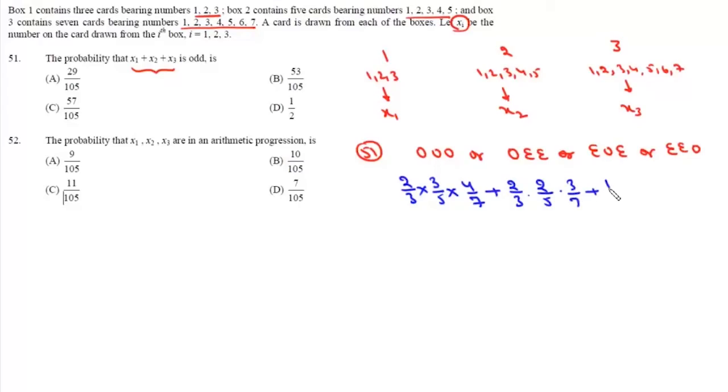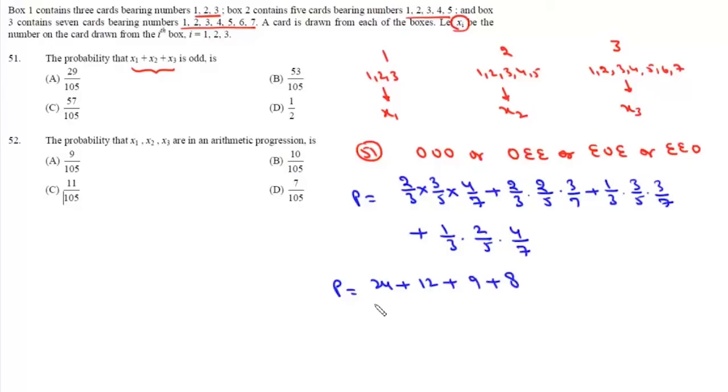Now even from first 1 by 3, odd from second 3 by 5, and then it will be this 3 by 7, plus the even is 1 by 3, it is 2 by 5, and then here will be this 4 by 7, and that's the required probability. Now this probability will be (24 + 12 + 9 + 8) divided by 105.